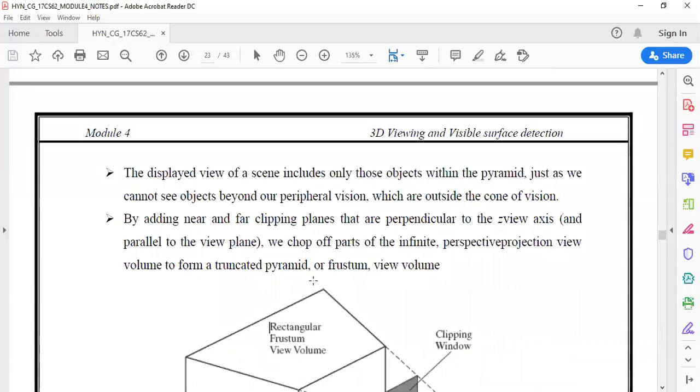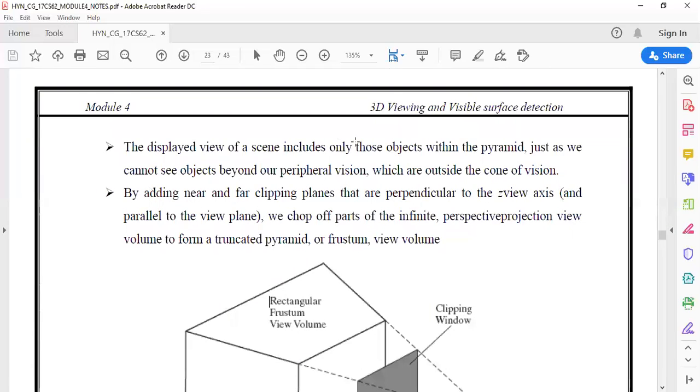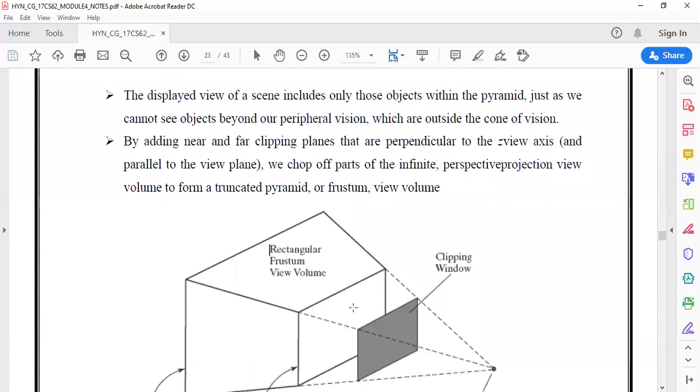This particular cone of vision includes only those objects within the pyramid. Whenever I see from afar, a pyramid is constructed. The objects which fall within this particular cone of vision, or the pyramid, can be seen, and those objects which are outside the cone of vision we cannot see.